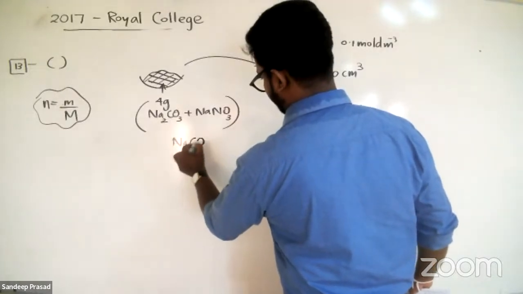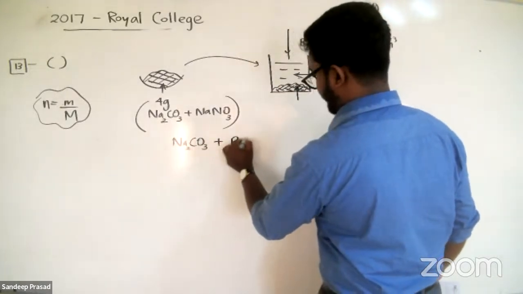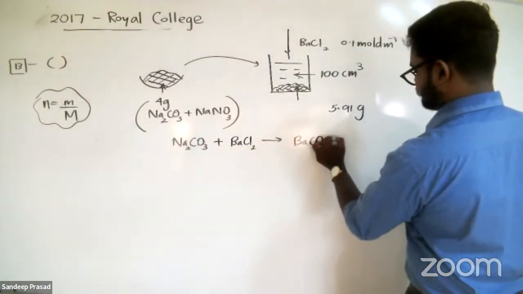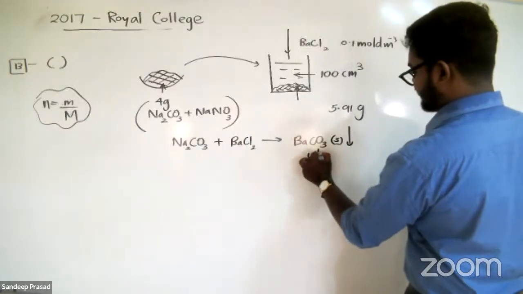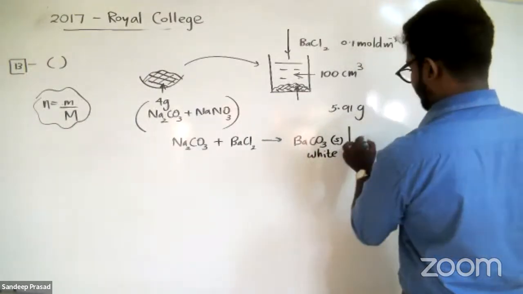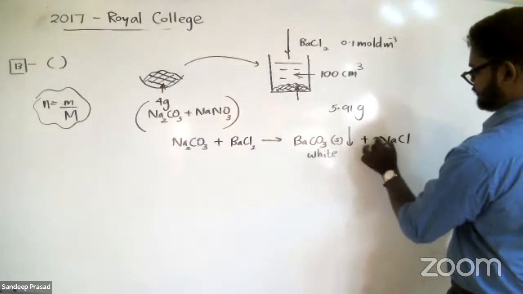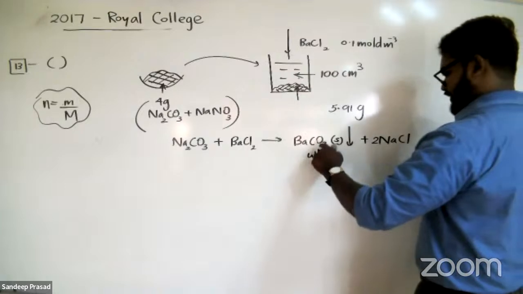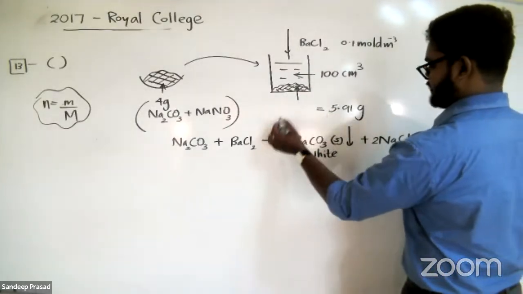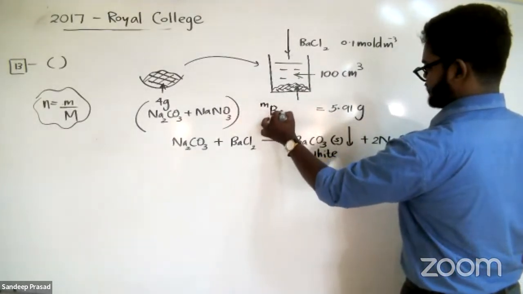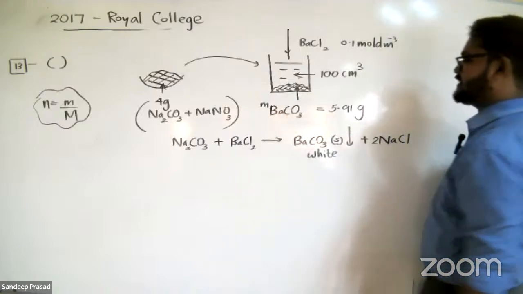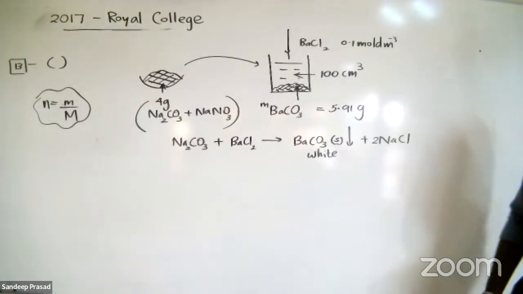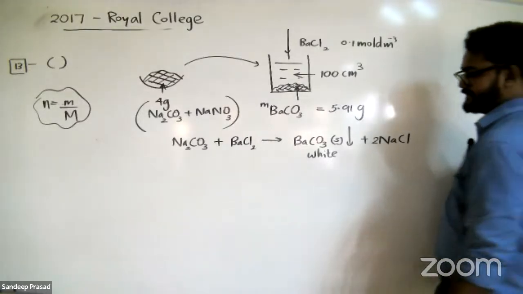That means when sodium carbonate is reacting with barium chloride, it's forming barium carbonate. Barium carbonate is a white color precipitate, students. And here sodium chloride is formed. Got it? Then they have indirectly told us that this solid precipitated mass is nothing else but barium carbonate. Indirectly, they have given that. You have to understand it.